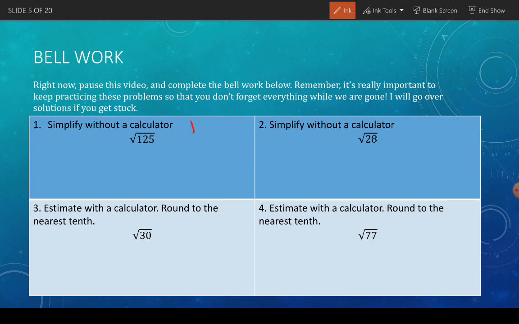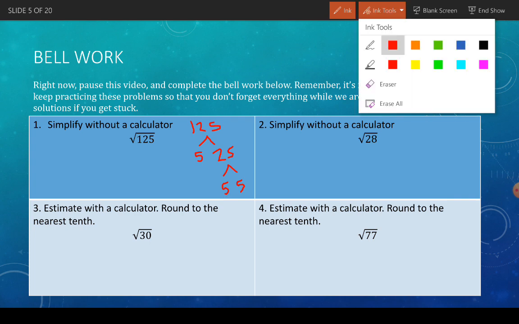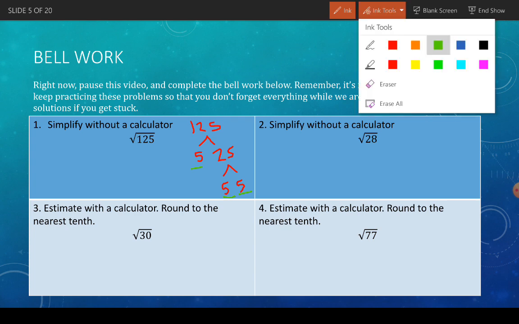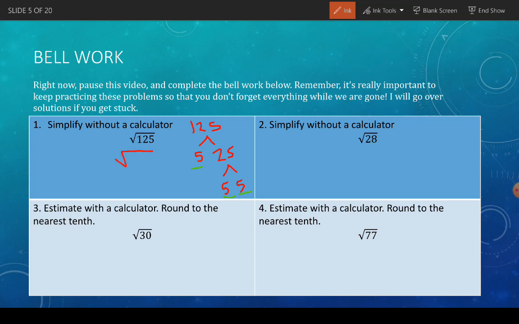We have to create a tree for 125, and that breaks down into 5 times 25, and 25 can be broken down into 5 times 5. We don't need to break down 5 any further because the only factor is 1 and itself. So that means it's a prime number. And so 5 and 5 and 5 are the prime numbers of 125. So we can go back in our problem and replace 125 with 5 times 5 times 5. Now we have to circle the pairs.